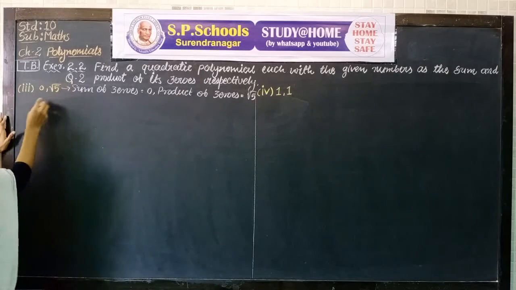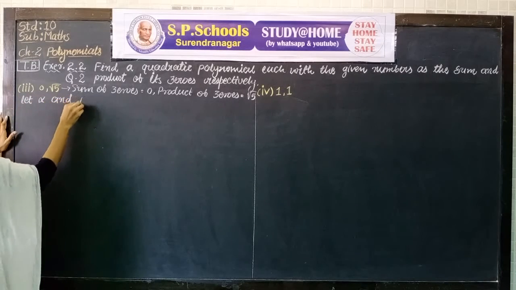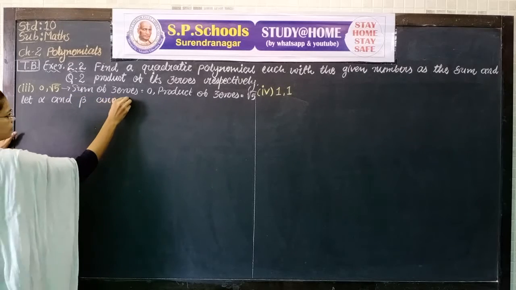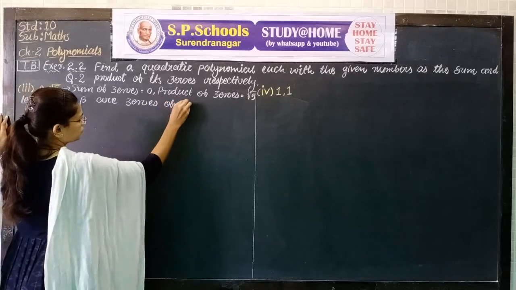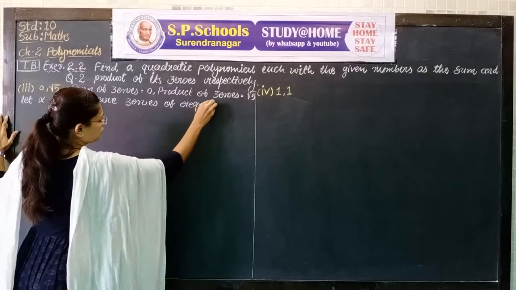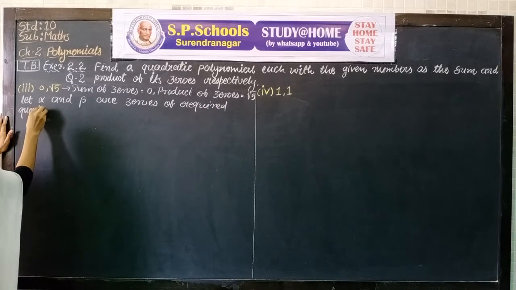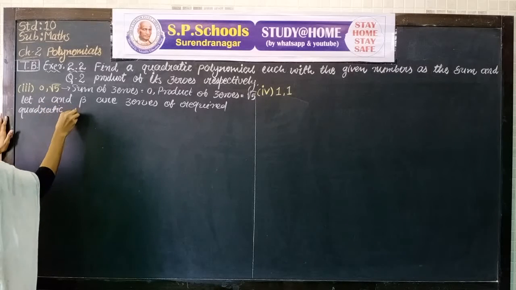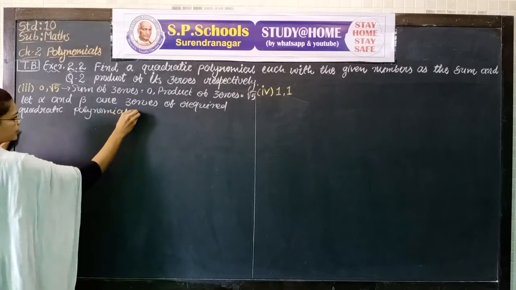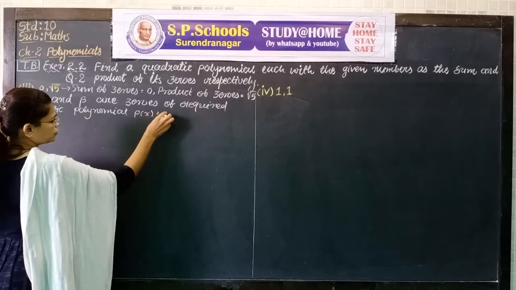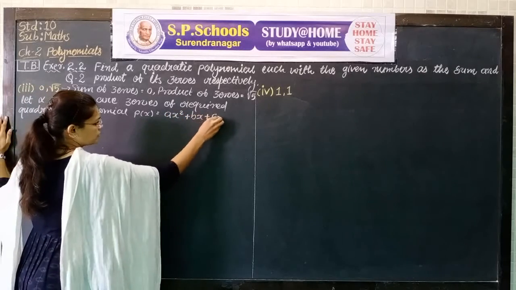First of all, we assume two zeros. Let alpha and beta be the zeros of the required quadratic polynomial p of x is equal to ax square plus bx plus c.